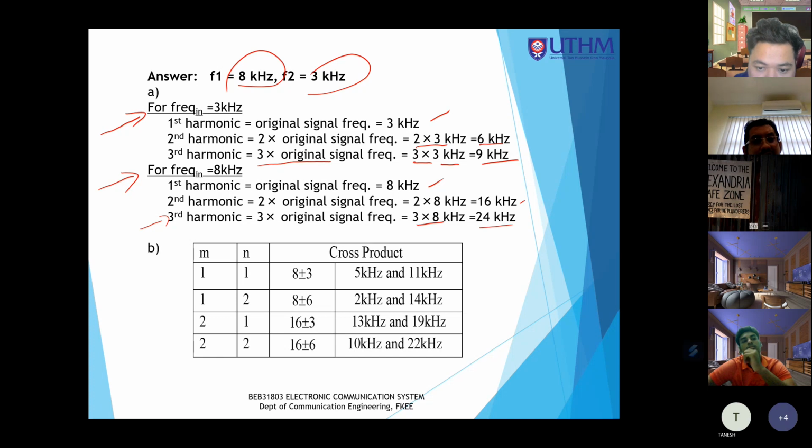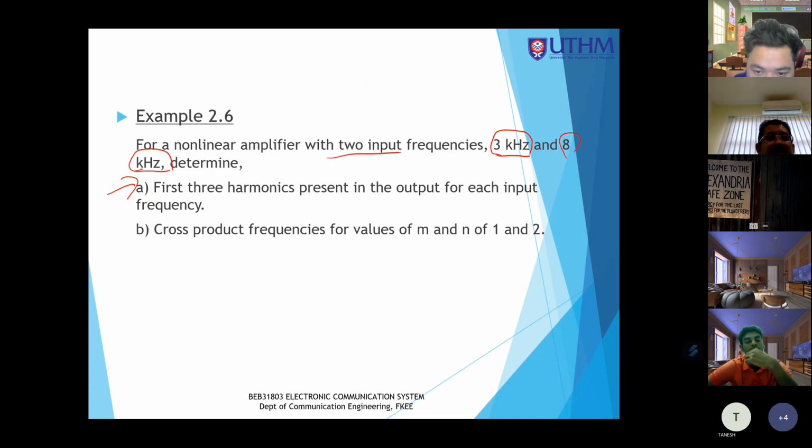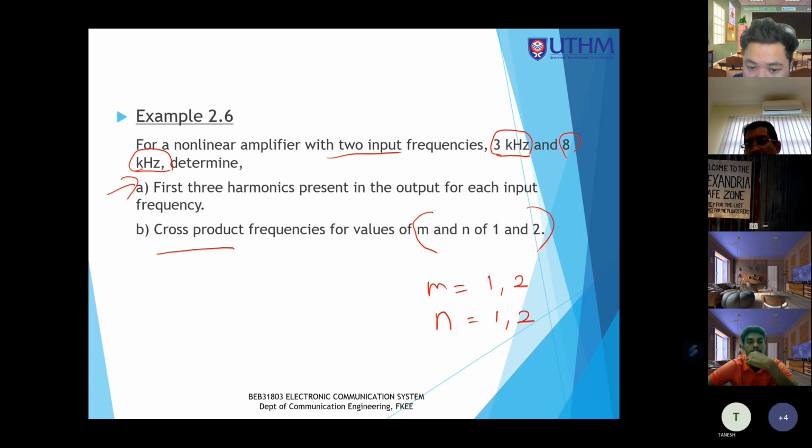Okay. And then the next question asks you to find the cross product frequencies for values of M and N, 1 and 2. Apa maksud dia? So this is quite confusing. Sebenarnya maksud dia di sini adalah M boleh jadi 1 dan juga 2, N boleh juga 1 dan 2. Okay. So how to find the cross product? Maknanya ada dua value M, ada dua value N.